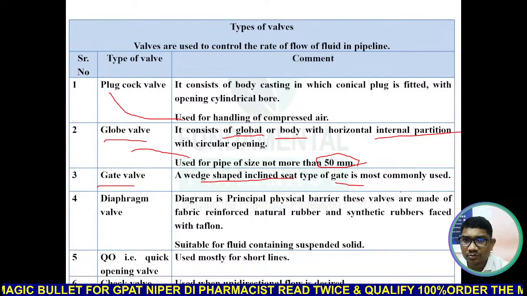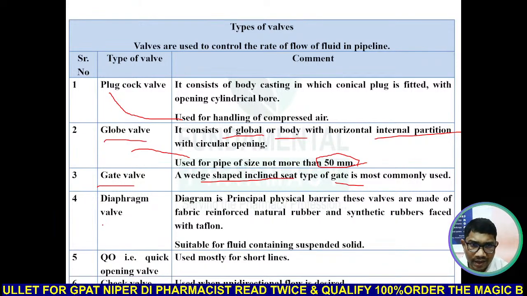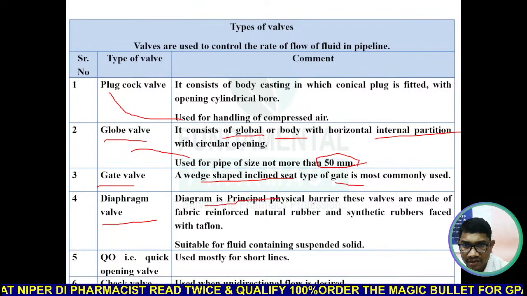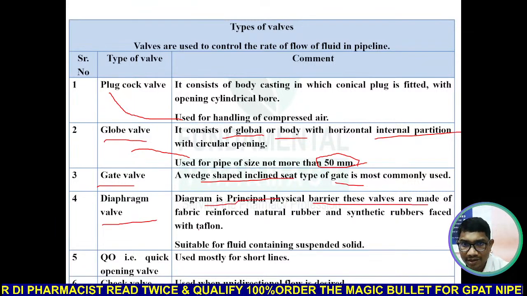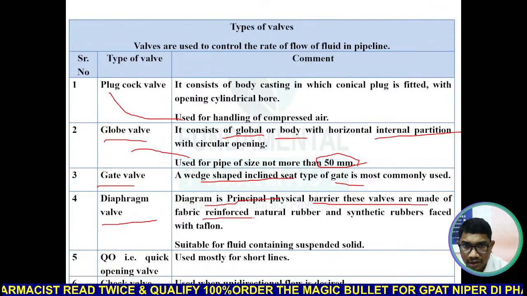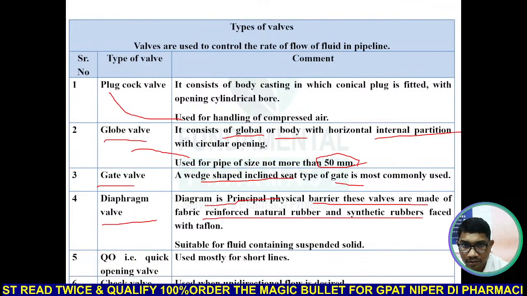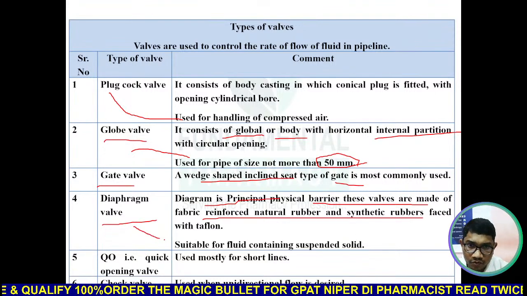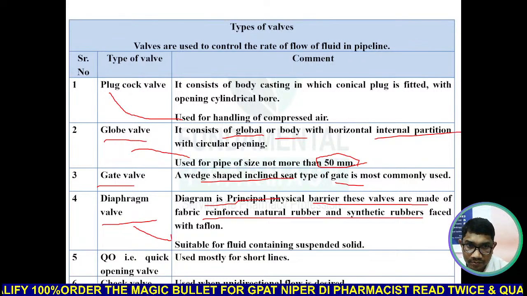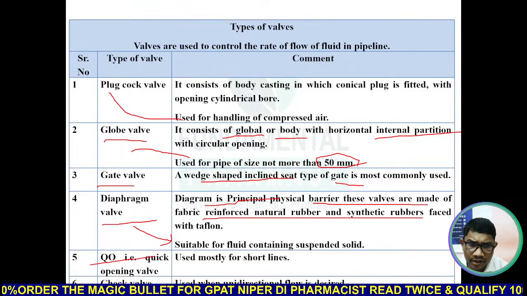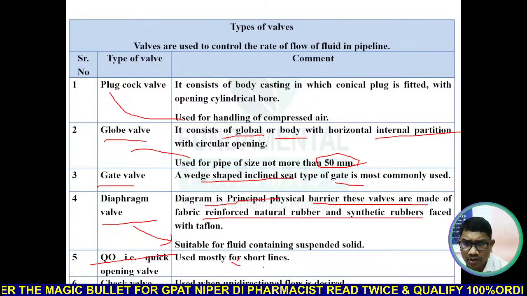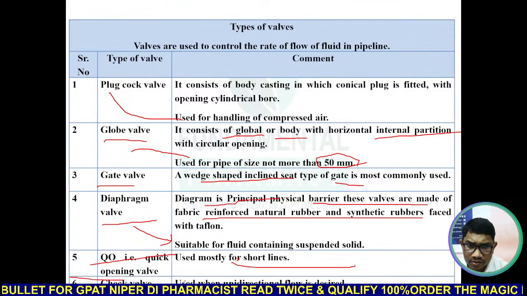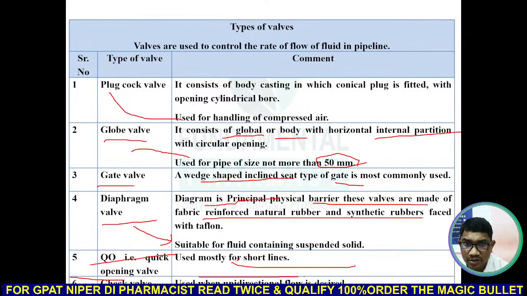Fourth is the diaphragm valve. The diaphragm is the principal physical barrier for this valve. They are made from either fabric, reinforced natural rubber or synthetic rubber faced with Teflon. Now, it is suitable for fluid containing suspended solid. Next is the quick opening valve, mostly used for short pipelines. Check valve is number 6. It is used when unidirectional flow is required.